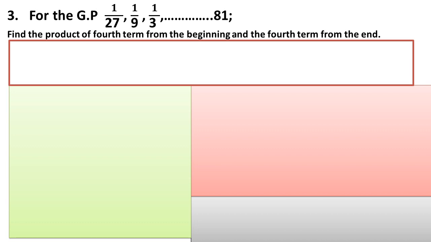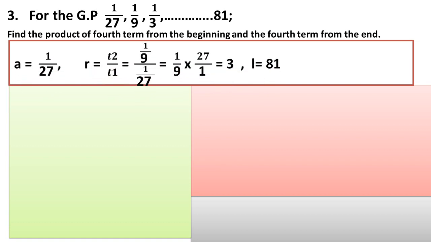List out the given terms. A is 1 by 27. Common ratio is T2 by T1, that is 1 by 9 by 1 by 27. It results as 3. Last term is 81. So in the first step, let us find out what is the fourth term from the beginning.